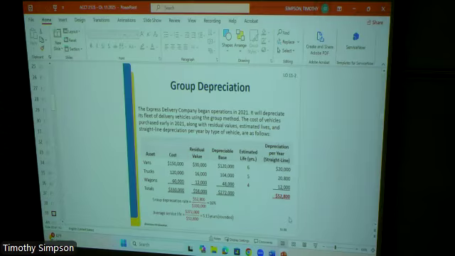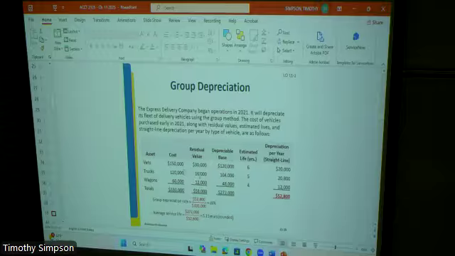We've got about 8 minutes. So Express Delivery began operations in 2021. Vehicles come to mind when we talk about group depreciation. It'll depreciate its fleet using the group method. The vehicles were purchased early in 2021, and you've got different categories here, right? When we talk about group, we're talking about different groups: vans, trucks, wagons, right? And these are the costs.